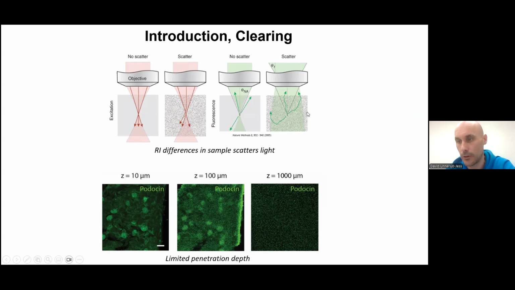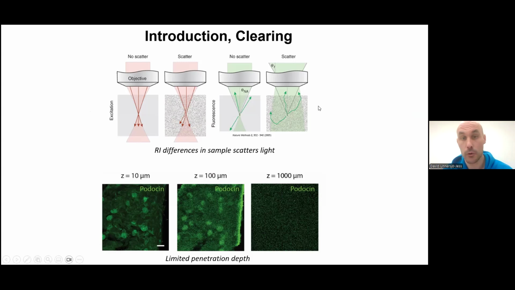They are also scattered. So this means that in a non-cleared biological sample, we can go, so here, this is a kidney sample imaged with confocal microscopy, a low NA air objective. At 10 micrometers of depth, we can still see structures. 100 micrometers inside the sample, it's very noisy already, but we can see something. And 1 millimeter inside the sample, we are completely blind, so we have no contrast left.